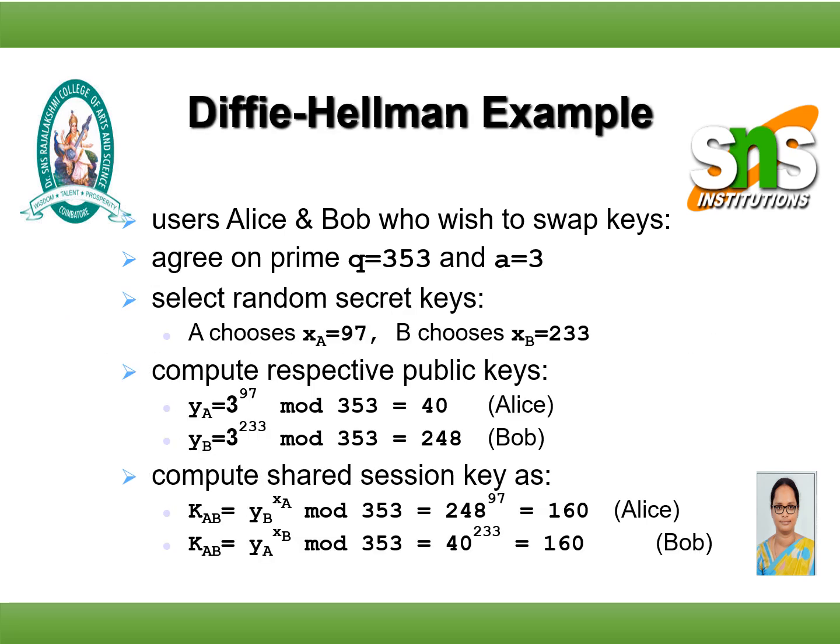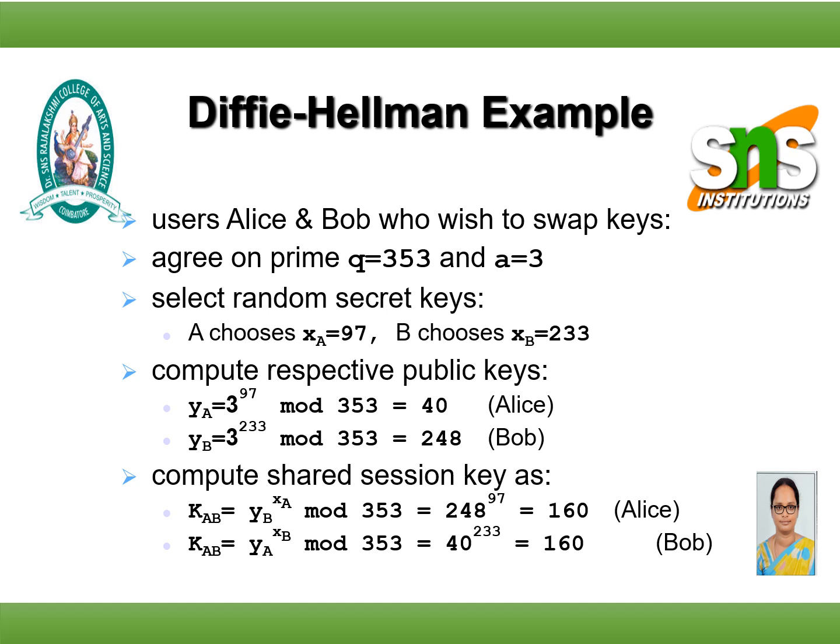So an example of the Diffie-Hellman algorithm is given here. Alice and Bob wish to swap keys. A prime number Q equals 353 and A equals 3. So we select a random secret key, XA equals 97. Bob chooses XB equals 233. By applying these numbers in the equations, we get YA equals 40 and YB equals 248.